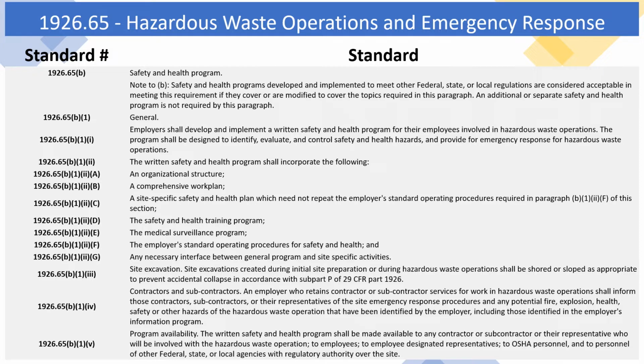1926.65(b)(1)(v): Program availability. The written safety and health program shall be made available to any contractor or subcontractor or their representative who will be involved with the hazardous waste operation, to employees, to employee-designated representatives, to OSHA personnel, and to personnel of other federal, state, or local agencies with regulatory authority over the site.